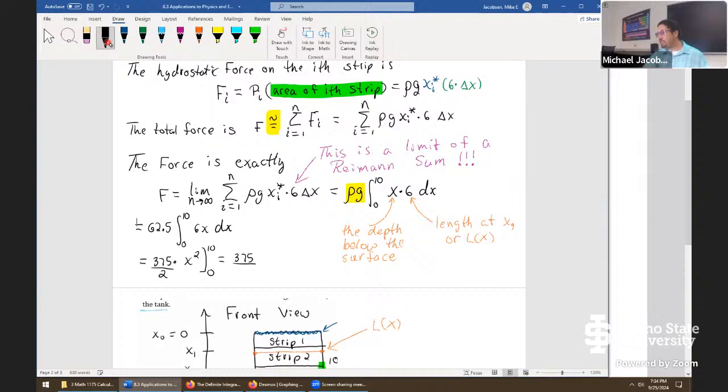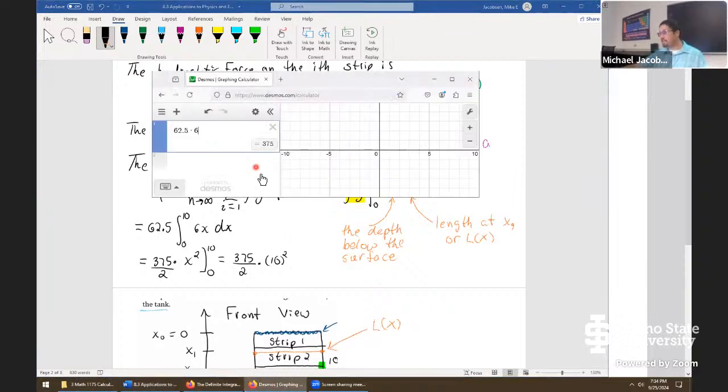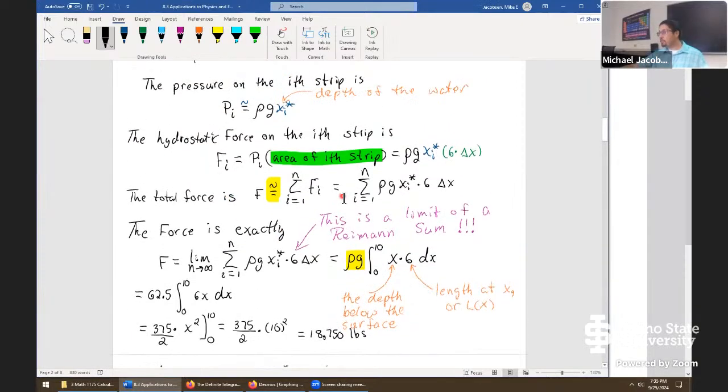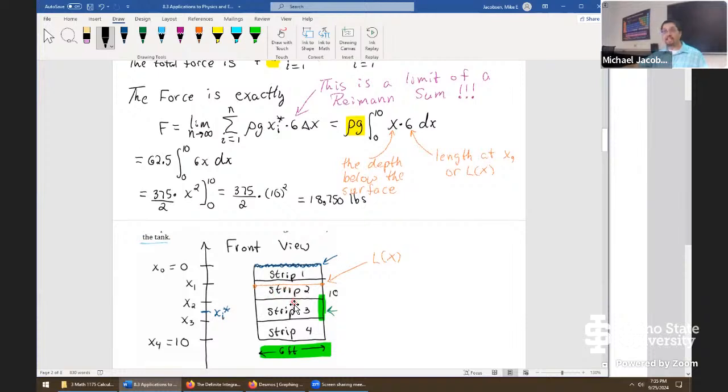Then 375 divided by 2 times 10 squared minus 0. So just 10 squared. Let's go back to the calculator. Here's the 375. Let's just type it in so it looks more convincing. 375 times 2, or excuse me, divided by 2 times 100 gives us 18,750 pounds. So that's the total force on the front face of that tank.